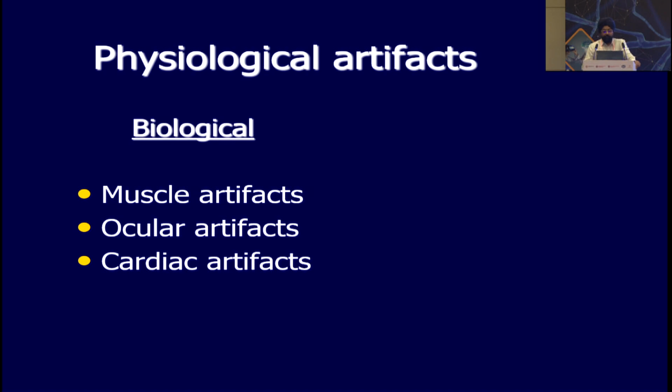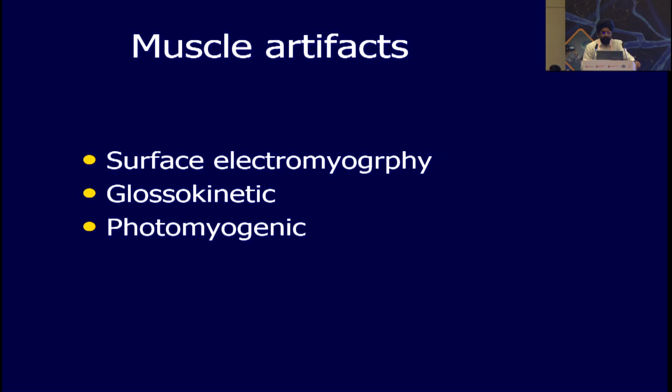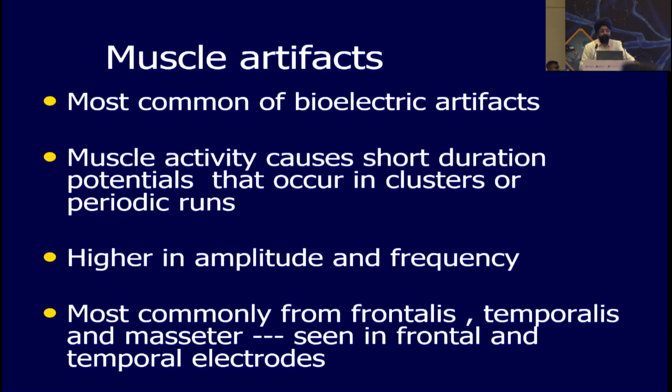So what physiological artifacts do you see? Biological: muscle artifacts, ocular and cardiac. Muscle, most common is surface electromyography artifact. Then you have glossokinetic, which sir has already covered, and photomyogenic. Muscle is the most common form of bioelectric artifact, causing short duration potentials that occur in clusters or periodic runs. It's quite high in amplitude and frequency, most commonly from the frontalis, temporalis, and the masseter. Hence, it is seen in the anterior or the lateral temporal area.